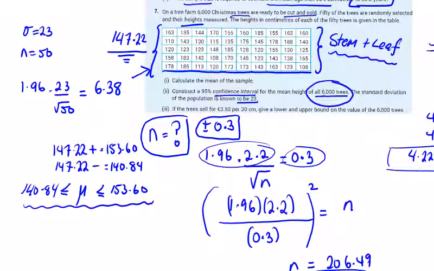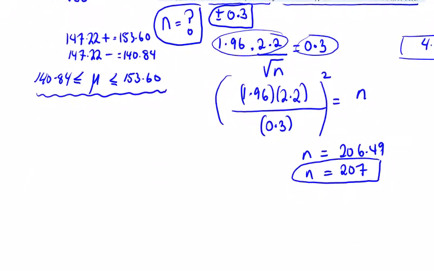153.60. Last part, if the trees sell for 350 per 30 centimeters, give a lower and upper bound on the value of the 6,000 trees. Okay, so how many 30 centimeters have we got in 140.84? Well, if I divide by 30, you can see it's just going to be less than 5, 4 point something. And if I multiply that by 350, I'll get the value of the lower end.